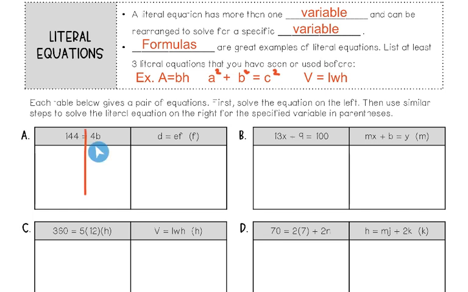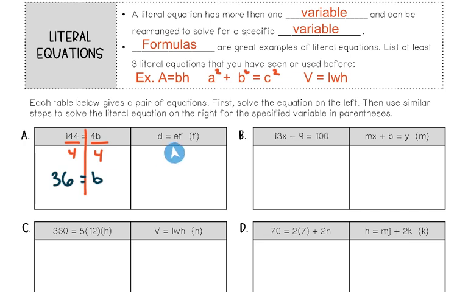If we wanted to solve for B, how would I get that variable by itself? Hopefully you remember that to isolate a variable, you have to use the inverse operation. If B is being multiplied by 4, we would have to divide by 4, and if we do it to one side, we have to do it on the other. In this case, we can do 144 divided by 4 and get B equals 36.